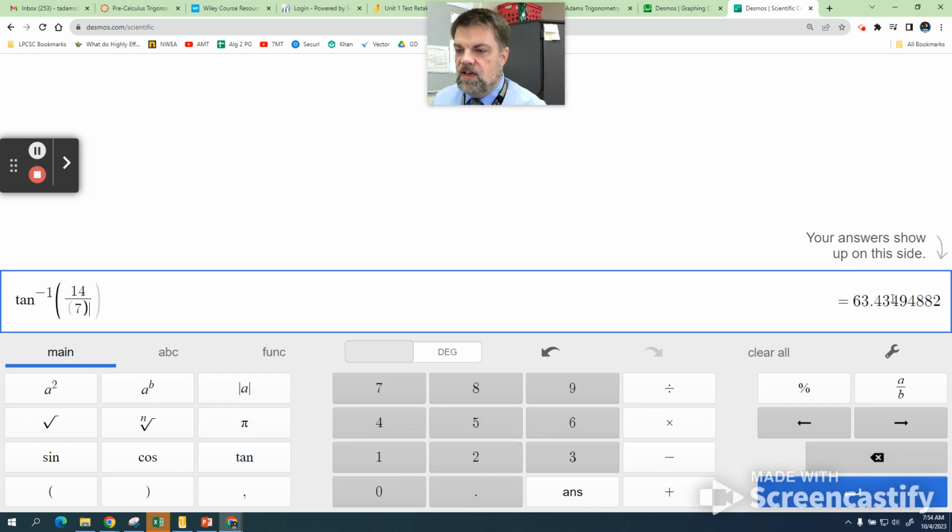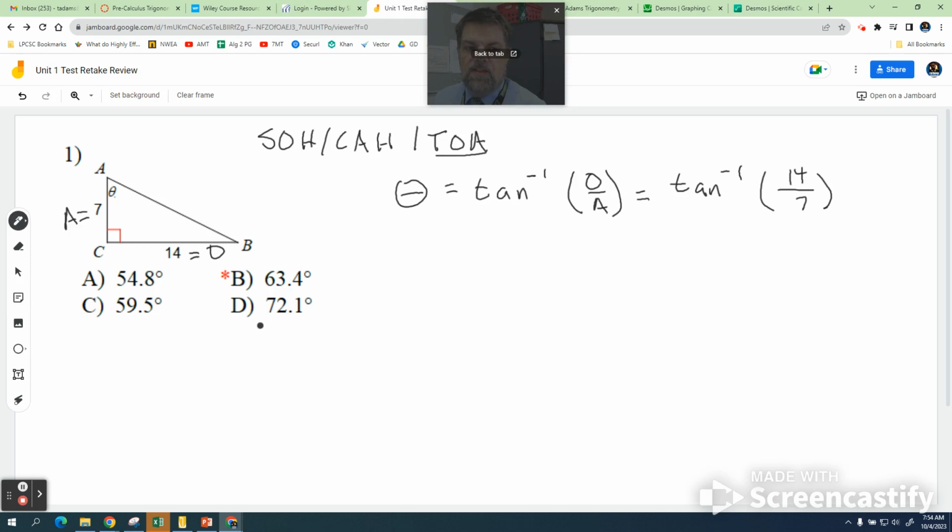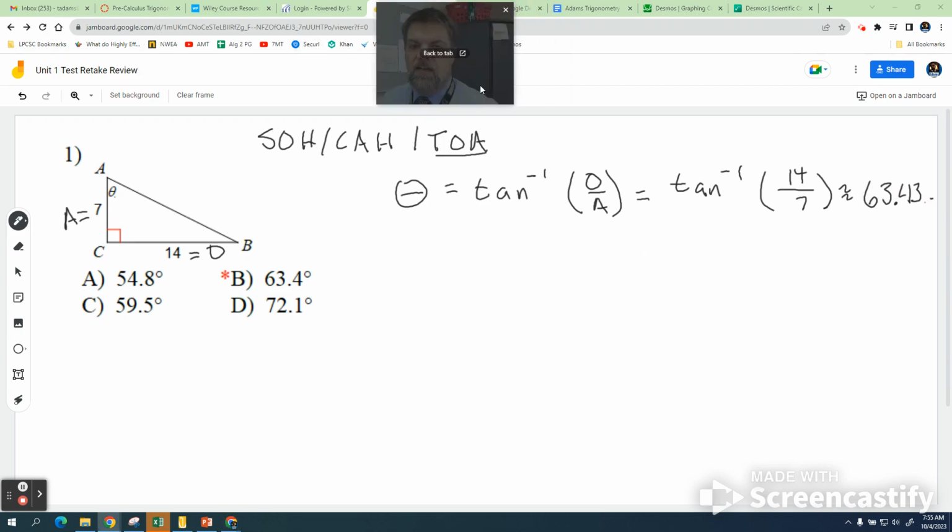63, this is the answer right here, right? 63.43. And so guess what? 63.4, right? So this is approximately 63.43. See how that works? Any questions on that? Let's move on to example number 2.